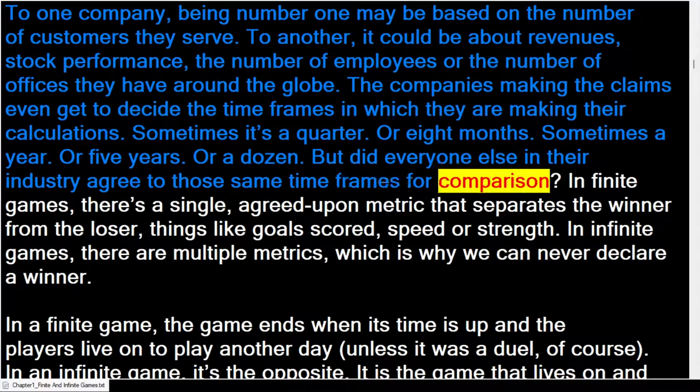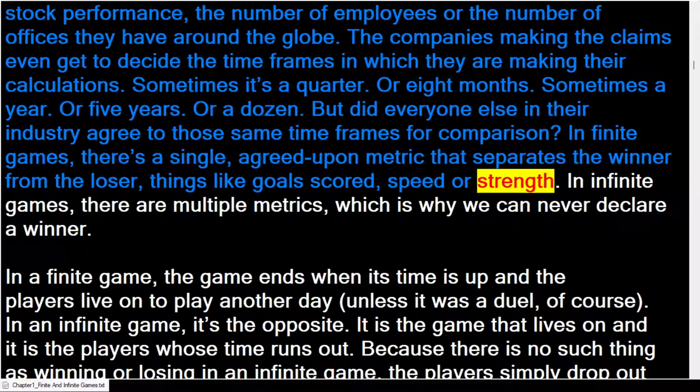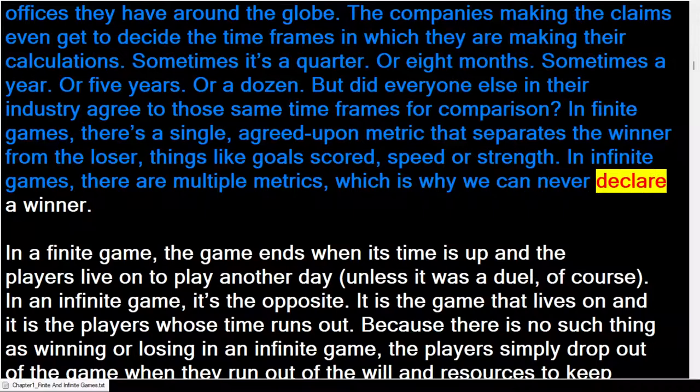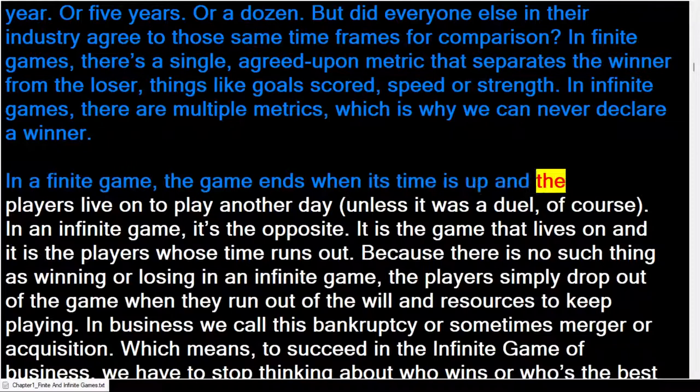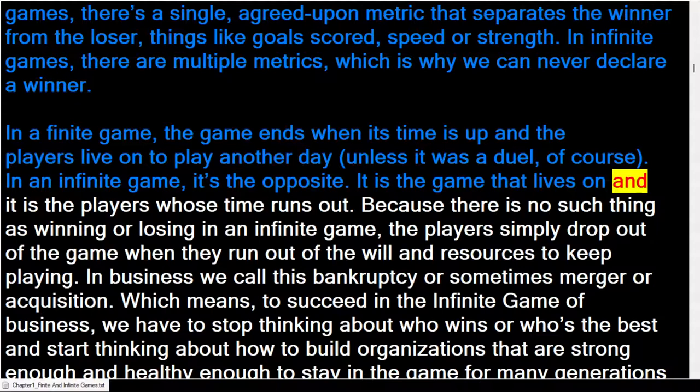In finite games, there's a single, agreed-upon metric that separates the winner from the loser, things like goals scored, speed or strength. In infinite games, there are multiple metrics, which is why we can never declare a winner. In a finite game, the game ends when its time is up and the players live on to play another day, unless it was a duel, of course. In an infinite game, it's the opposite. It is the game that lives on and it is the players whose time runs out.